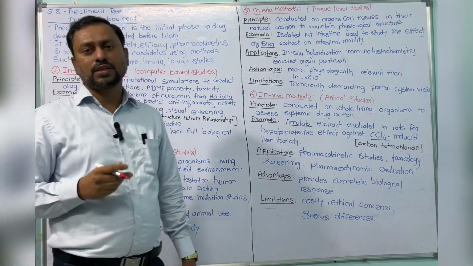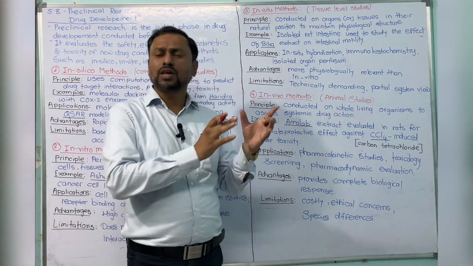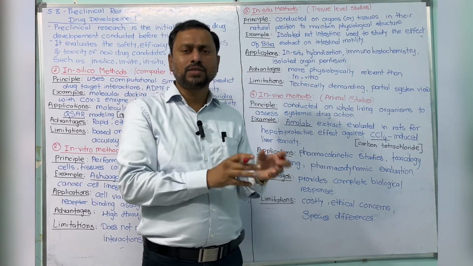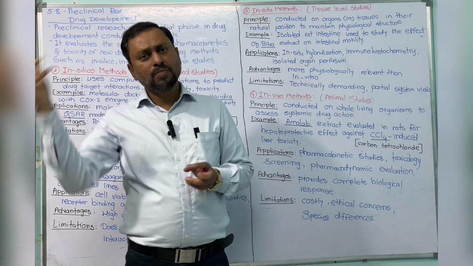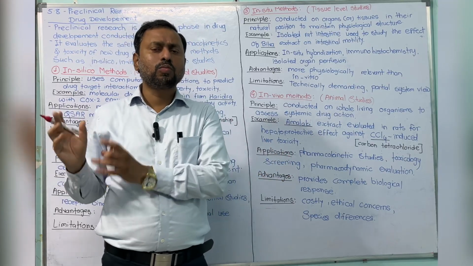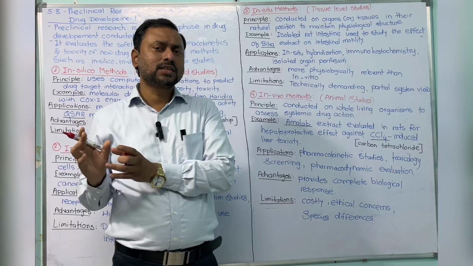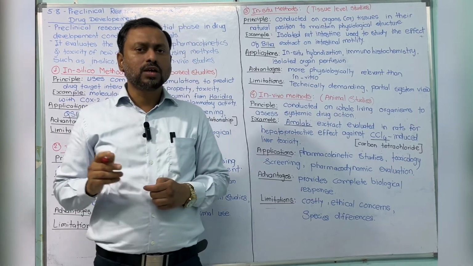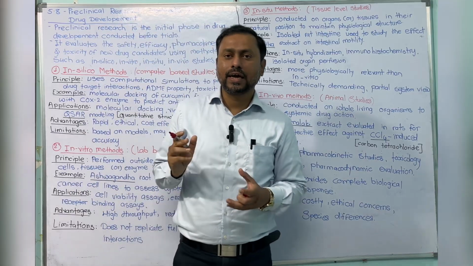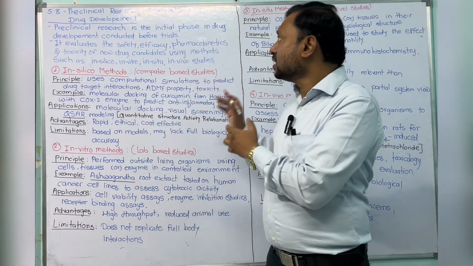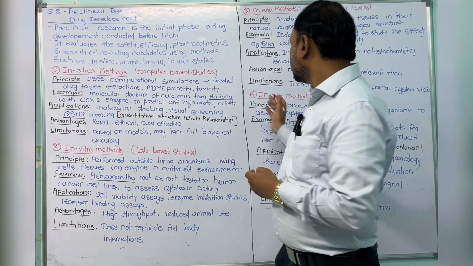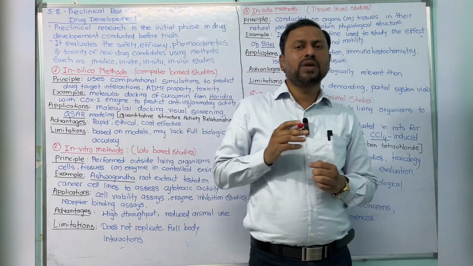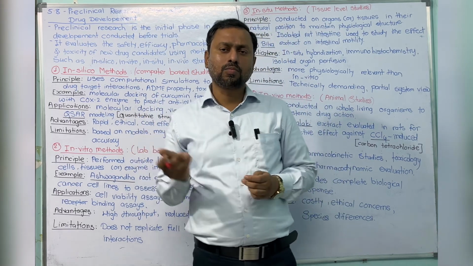And lastly, species difference, because we cannot say that a drug that is safe or effective in a specific animal will act the same, safe or effective, in human beings. We can't tell. That's why species difference is one of the limitations in preclinical study with in vivo methods. These are the four methods we use in preclinical trials before giving the drug to human beings.